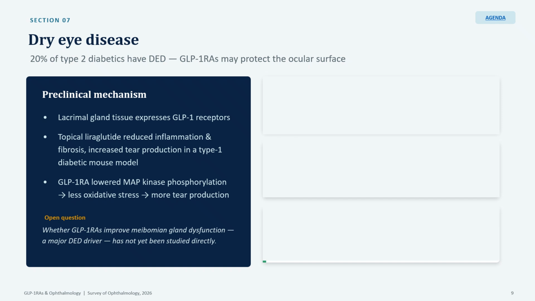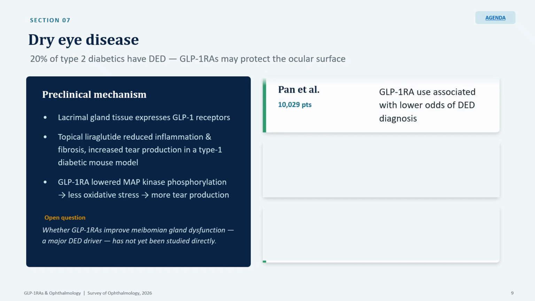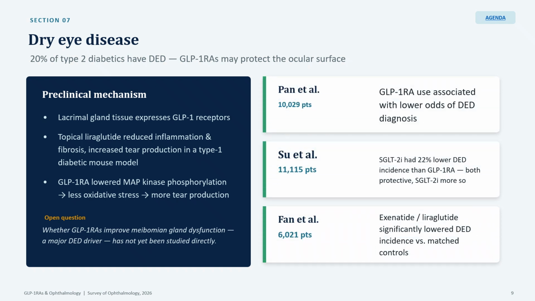GLP1 receptor agonists may be protective to the ocular surface. What could be the probable mechanisms? Lacrimal gland tissue expresses the GLP1 receptors. Topical liraglutide reduced inflammation and fibrosis and increased tear production, as seen in a type 1 diabetic mouse model. Now, the open question is whether it is going to improve meibomian gland function. That is again under question. There are different studies which have shown that because of the use of these drugs, there is a lower odds of getting dry eye disease.